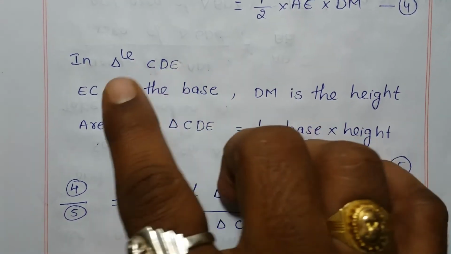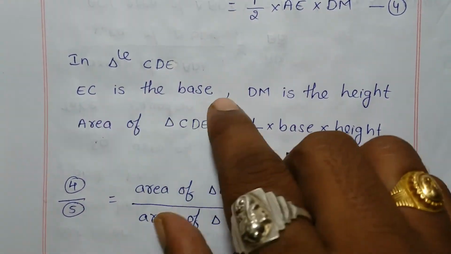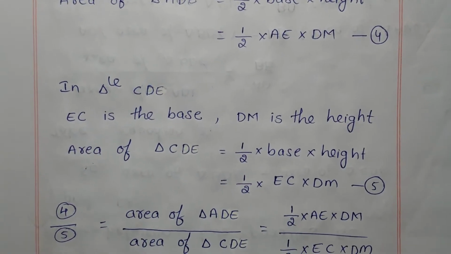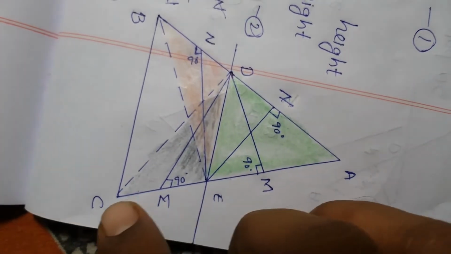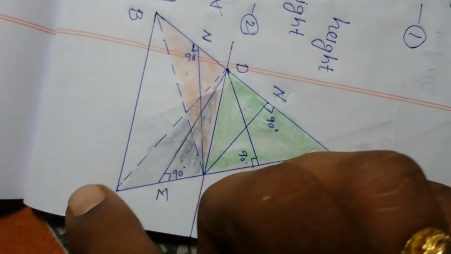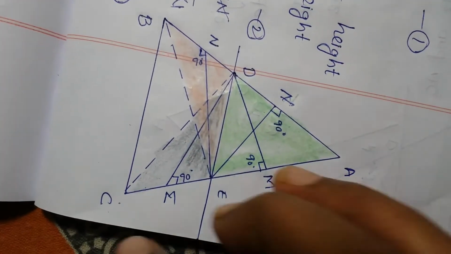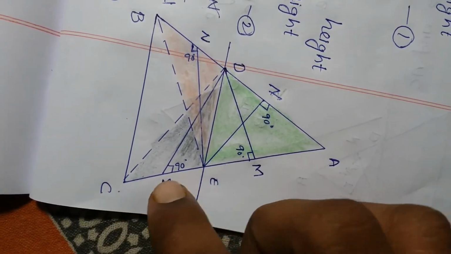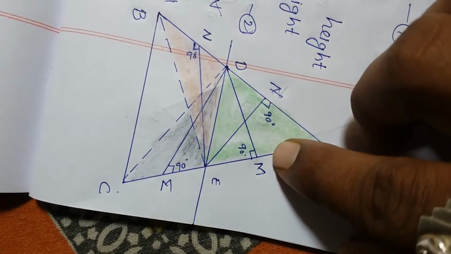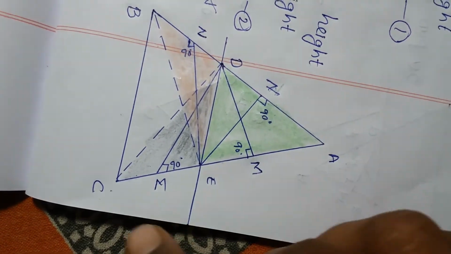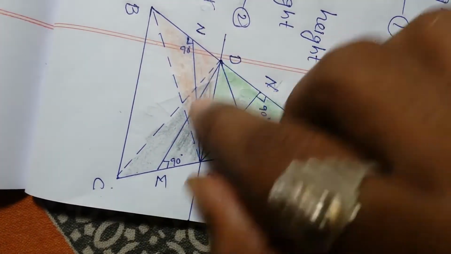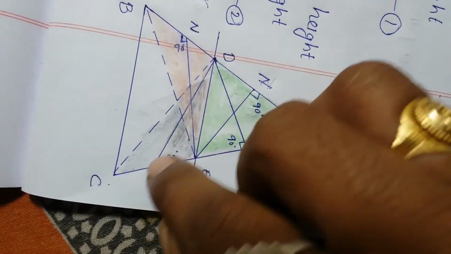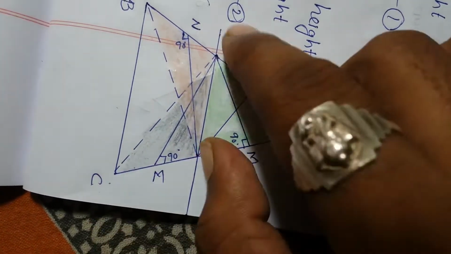In triangle CDE, EC is the base, DM is the height. Let us see the diagram once. CDE is a triangle in which EC is the base, and DM is the perpendicular drawn to side AC. Here also the same distance will be there, the perpendicular remains the same. So DM is the height for triangle CDE.